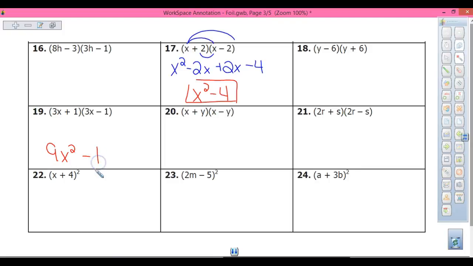Squared minus 1. Okay? Because if we did it, we got our 9x squared minus 3x plus 3x minus 1. And our middles fell out. Right? Good, so far so good? Alright, so let's look at number 22.